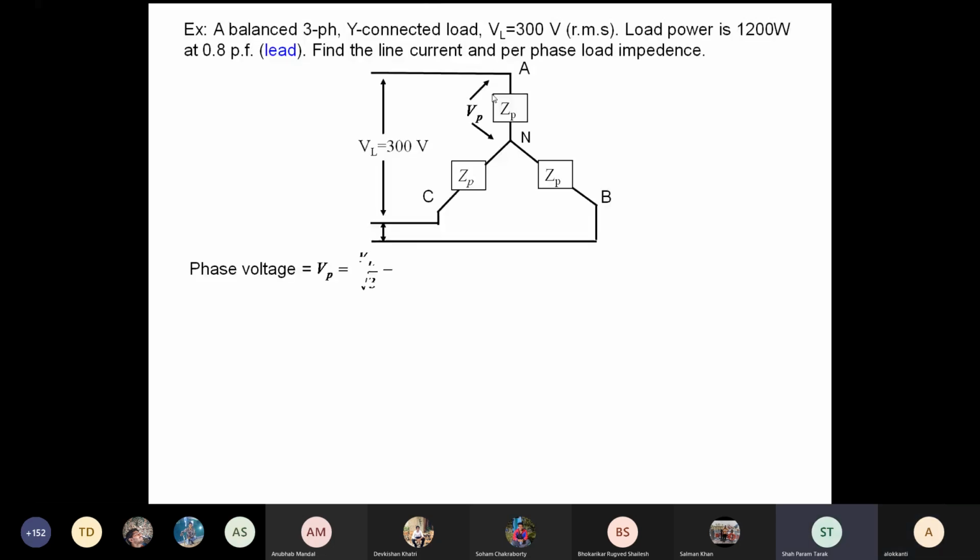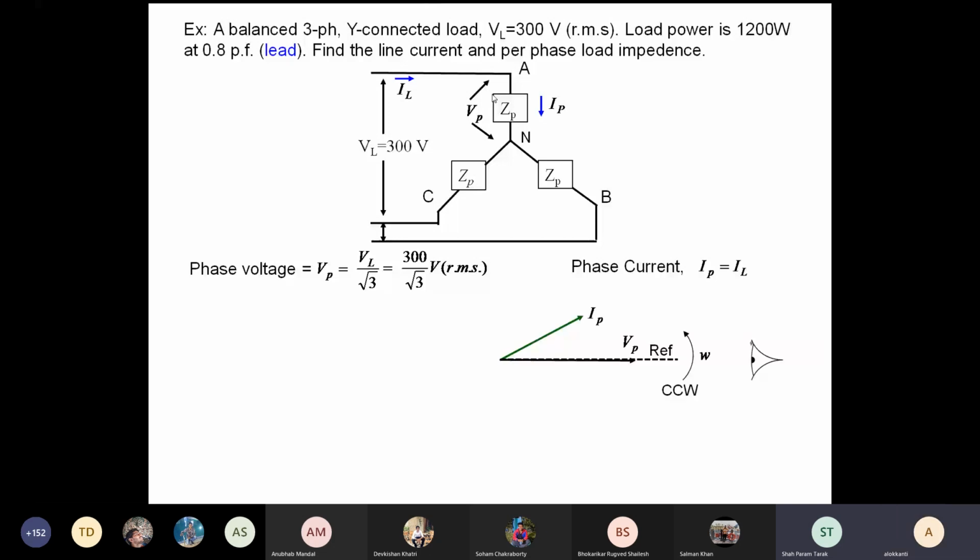The answer is 28.9 and it is leading 36.87 degrees. The load power is given as 1200 watts. What is the per phase power? 400 watts. So in each phase, 1/3 of the power is getting consumed.